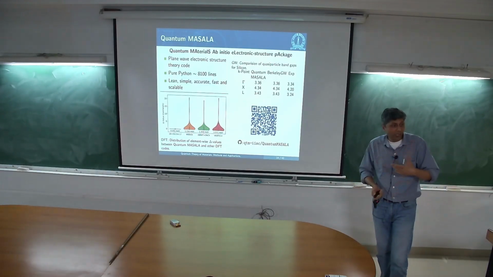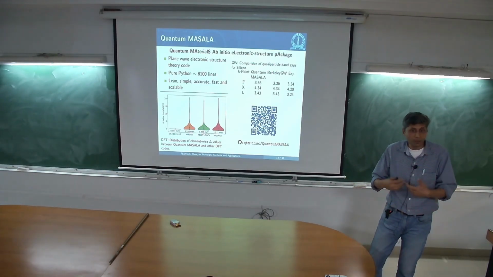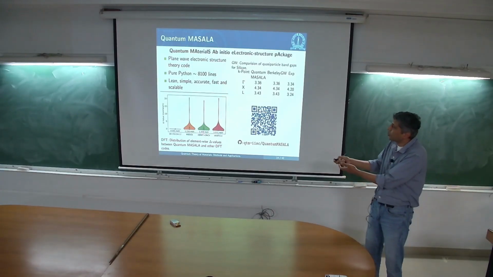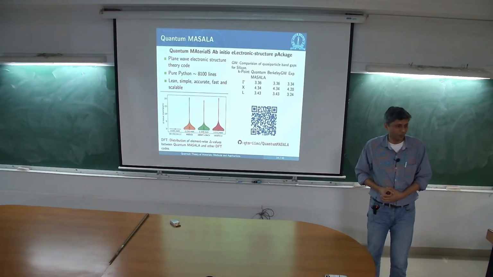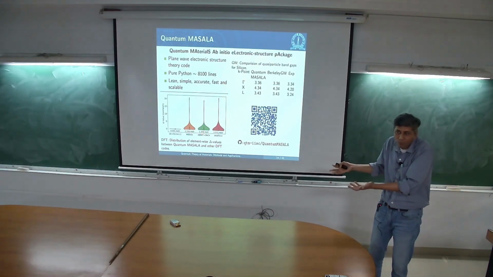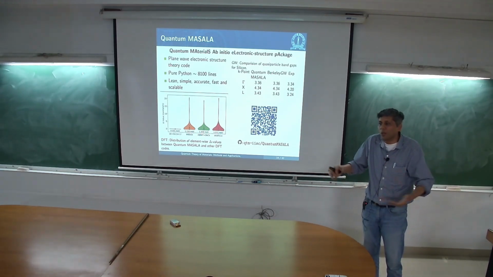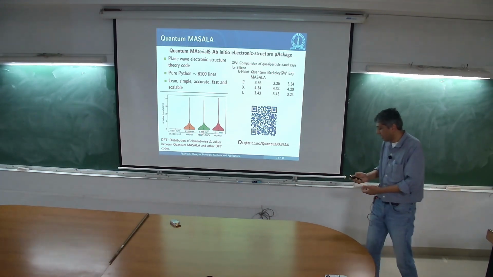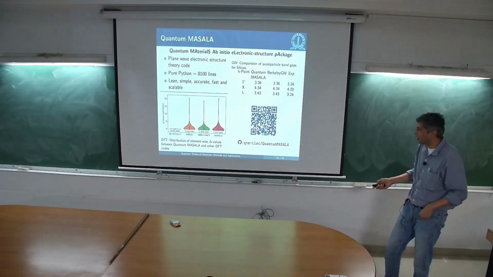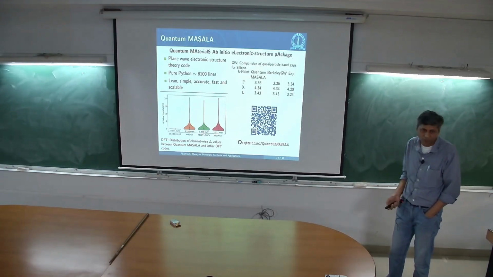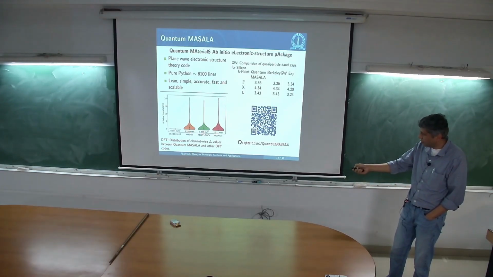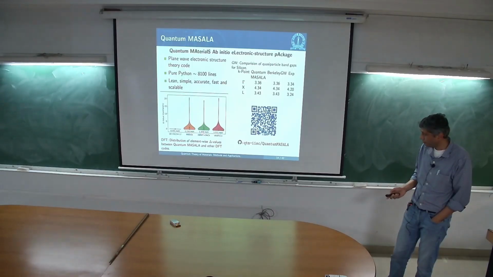So if you want to learn about density functional theory, how it is applied in materials, it's a good place to start fiddling around, because this is very simple. 8,000 lines of code is manageable, and you can try to figure out how everything is being done here. It also does many other things, which I'm not going to worry about right now, and it's freely available through this website.